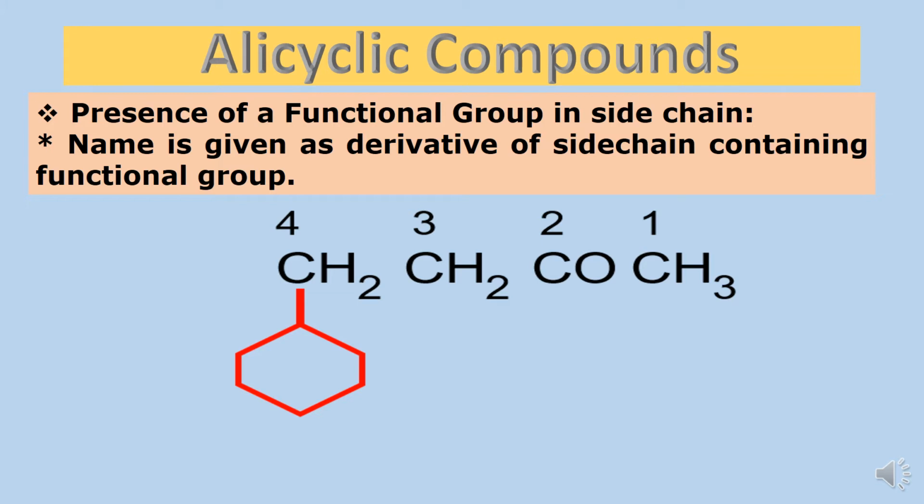Next, if a functional group is present in the side chain, meaning no functional group is directly attached to the ring, but the functional group is present in the side chain, then the parent name will be given to the side chain and the ring will be given as the prefix cycloalkyl. For example, here the functional group ketone is present in the chain and a ring of 6 carbon atoms is attached at the 4th carbon, because numbering will be given from the side where the functional group gets the lowest position. Hence the name would be 4-cyclohexyl butan-2-one.